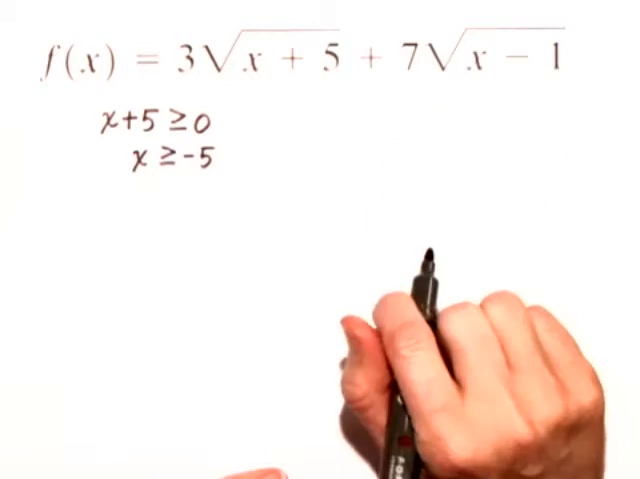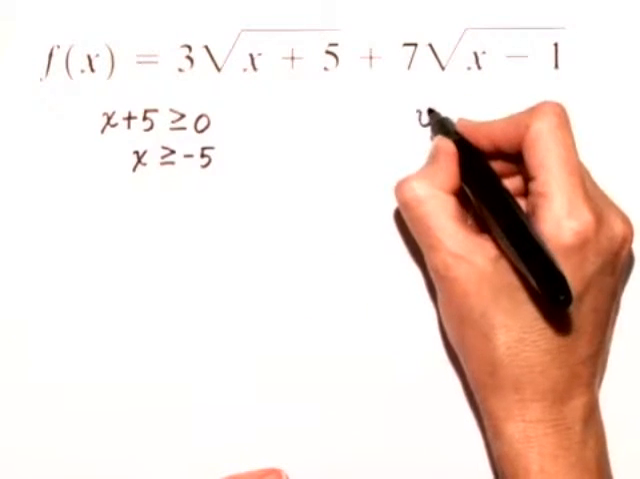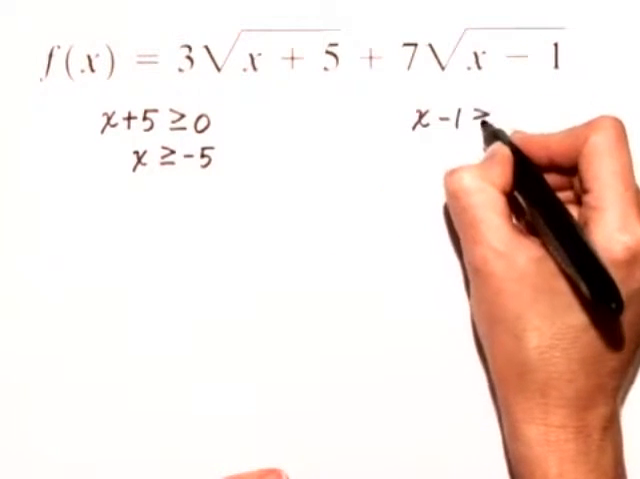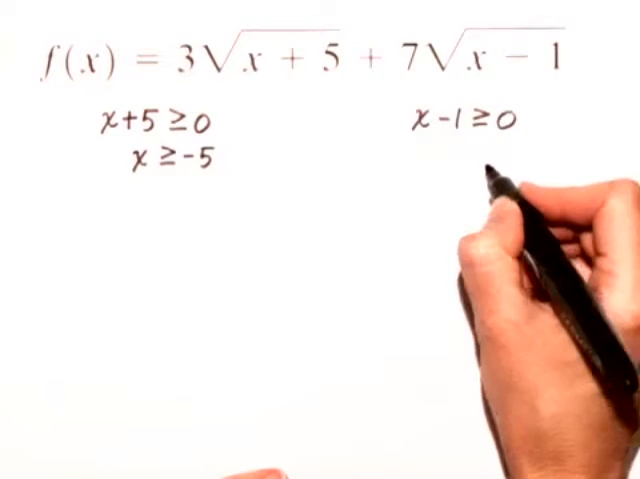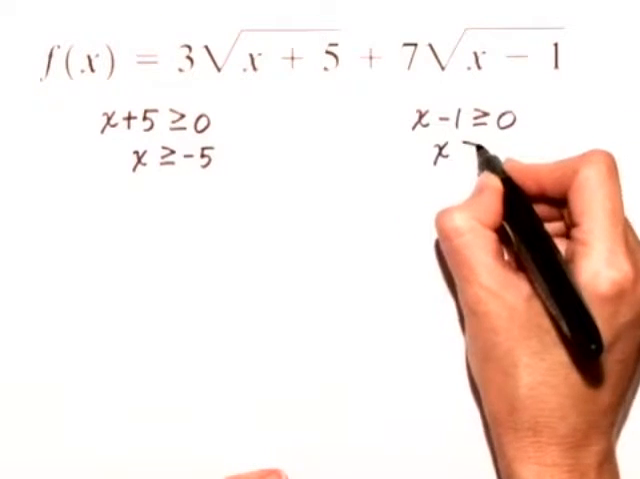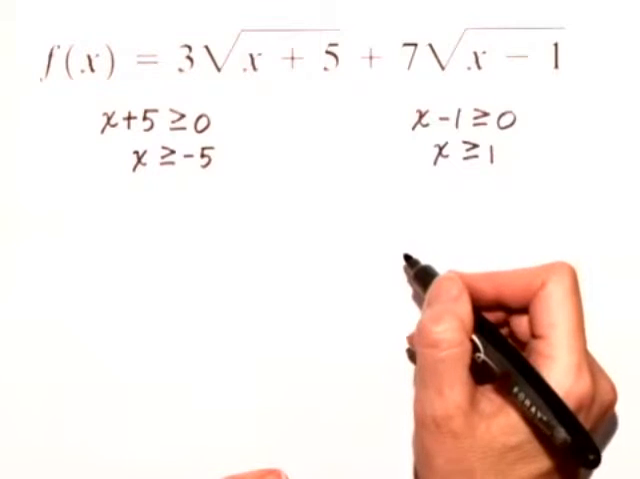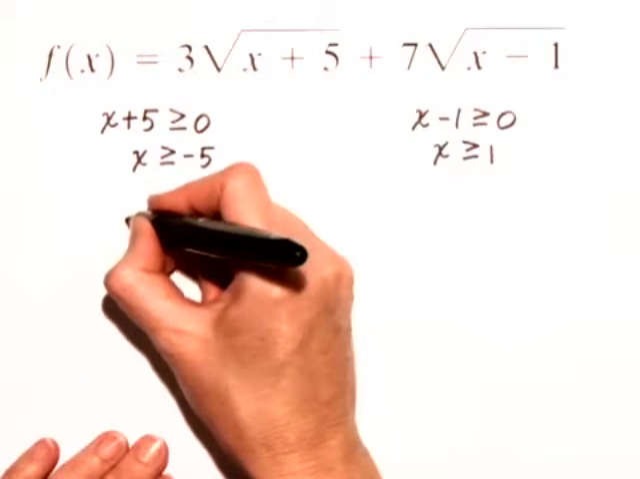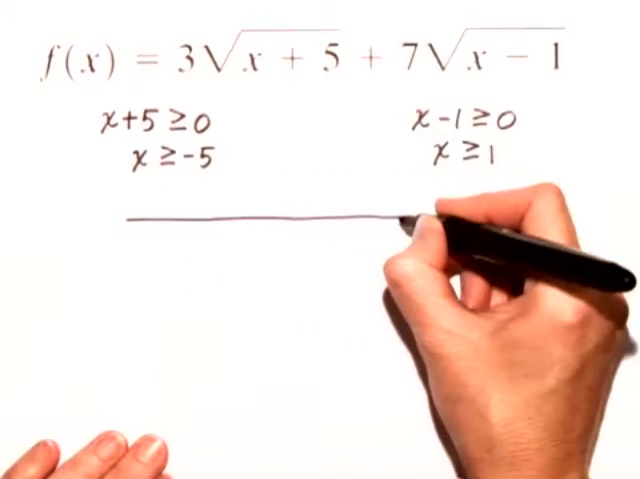Let's look at our second radical and do the same thing. We need to make sure that x minus 1 is greater than or equal to 0. So in this case, x has to be greater than or equal to 1. Now, let's use a number line to help us.